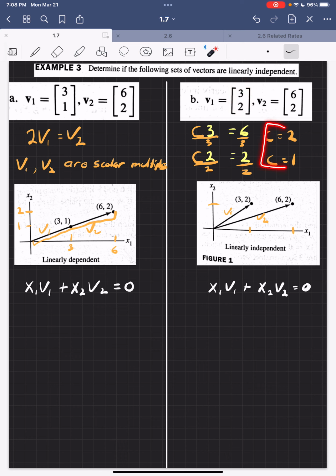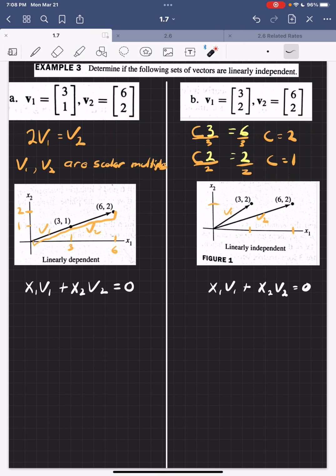So notice that these values don't equal each other. Therefore, these two vectors are not scalar multiples. If you did the same thing over here, imagine if you had c3 equals 6 and c1 equals 2. If you solve, you would see that c is equal to 2 for both. So you got the same c value, the same scalar for both, whereas over here you do not.